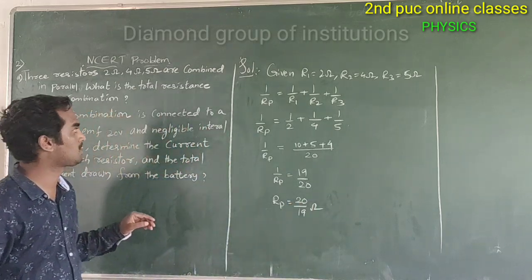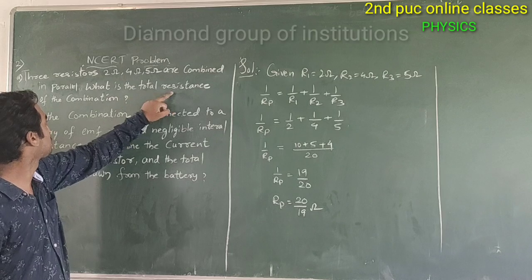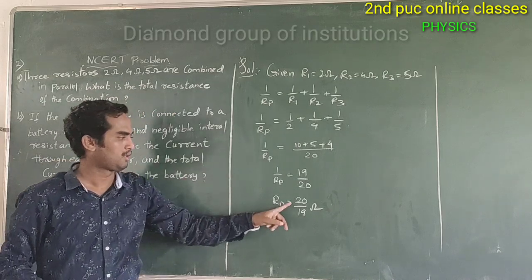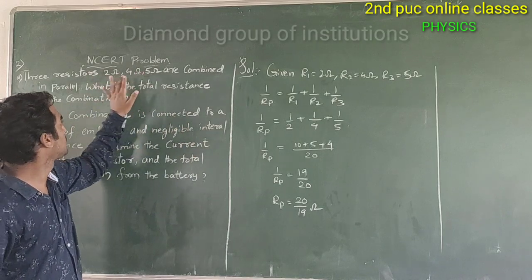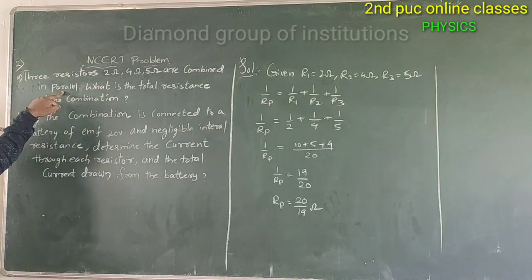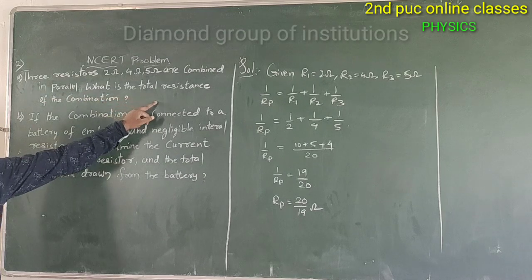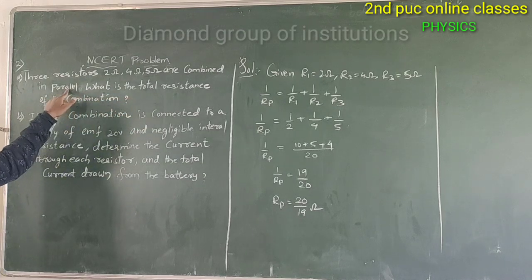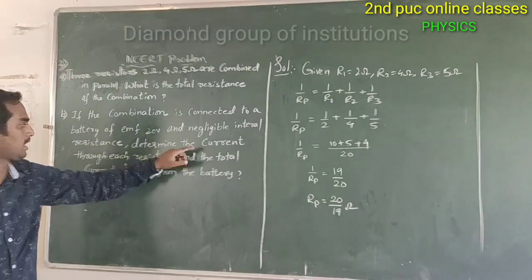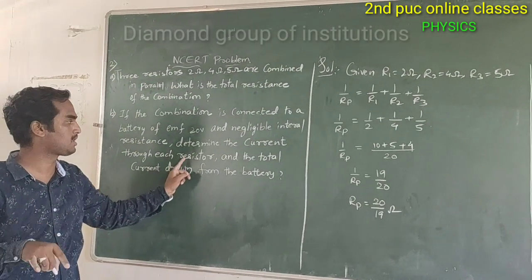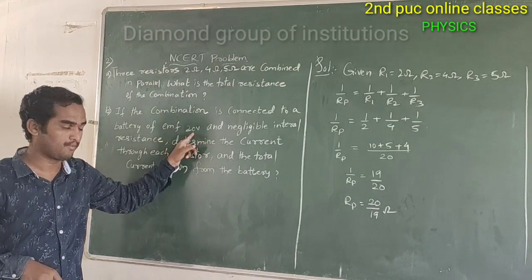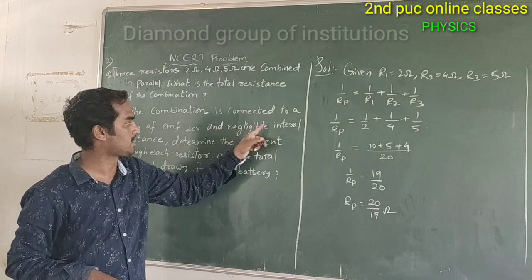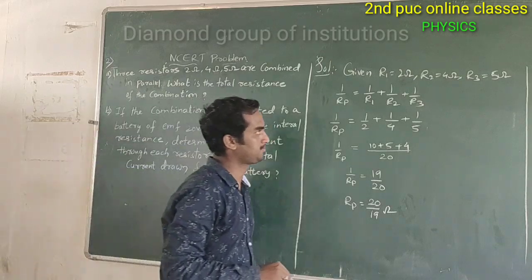So this is the first question answer. What is the total resistance of the combination? 20 by 19 ohm. So how many resistors? 3 resistors connected in which combination? Parallel combination. We calculated the total effective resistance connected in parallel. So for question number B, we should calculate the current across each resistor as well as the total current. But what is the EMF value given here? 20 volts. And what will be the internal resistance value? 0.